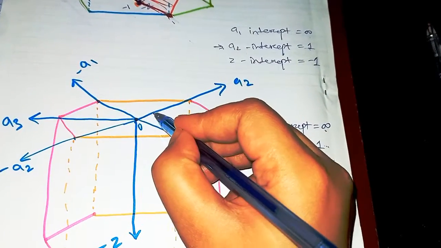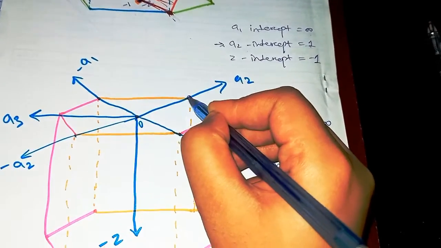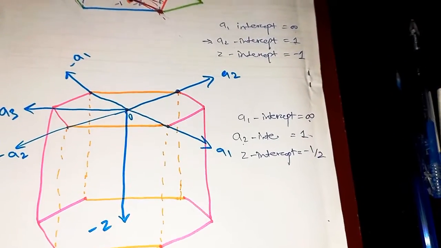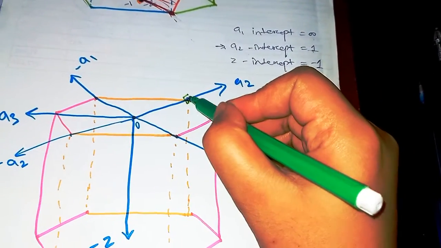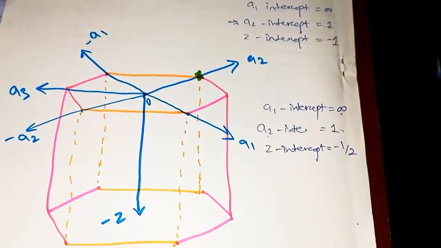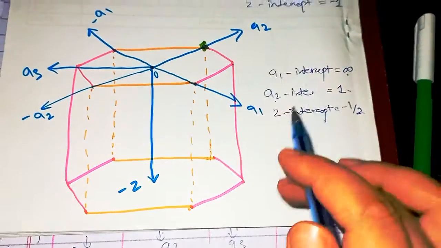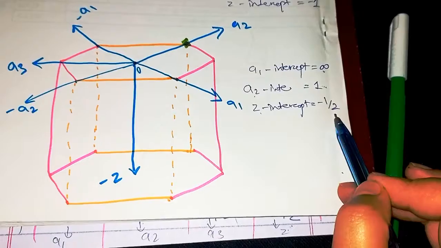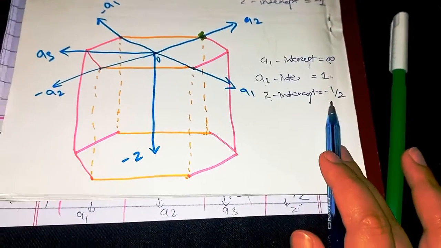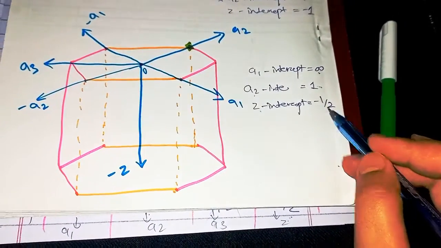Okay, so it's like here, this is a point on the plane. Okay, we can highlight it. This is one of the points on the plane. Next we can see that the z intercept is minus 1 by 2. Okay, so let's see how we can find out this point which is minus 1 by 2.